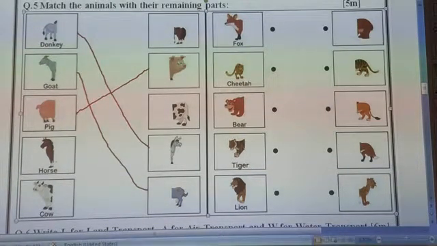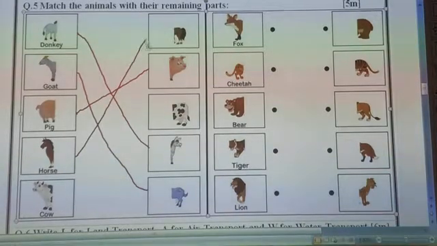Okay. Next is, which animal is this? This is horse. Half part of horse and look at in this line, where is the remaining part of horse? First one. Yes, so we have to match half part of horse with remaining part of horse. So let's match half part of horse with remaining part of horse.